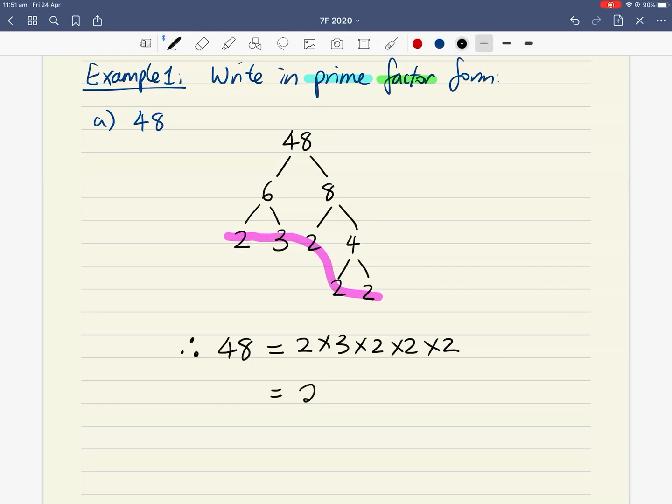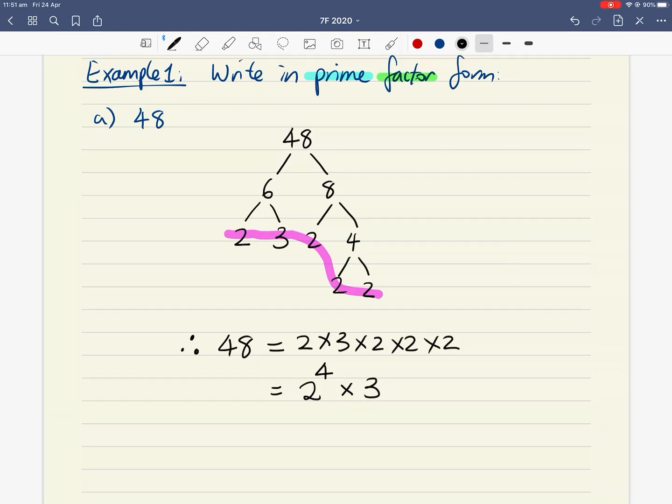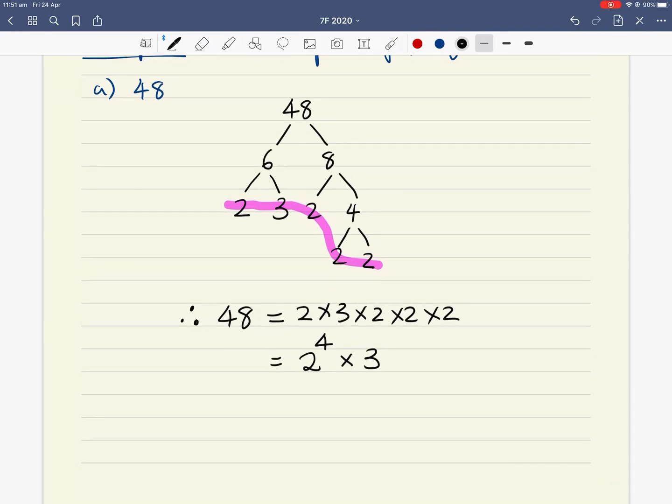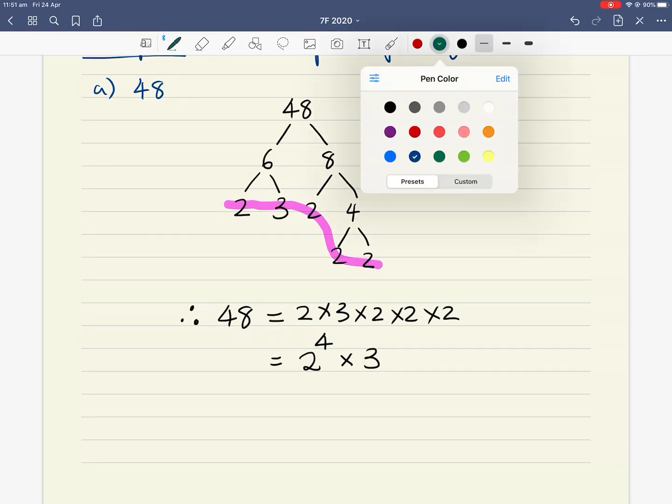Now, using index laws, we can make this look prettier, right? Because we're multiplying 2 by itself 1, 2, 3, 4 times. So really, this is 2 to the 4 times 3. And then that is our final answer in a factor tree to write 48 in prime factor form.